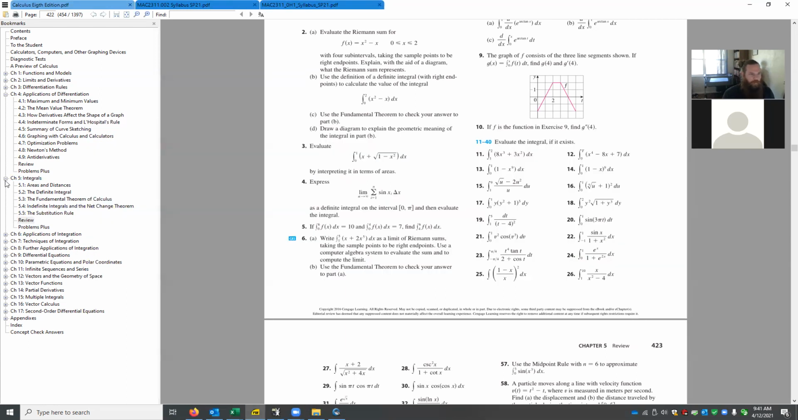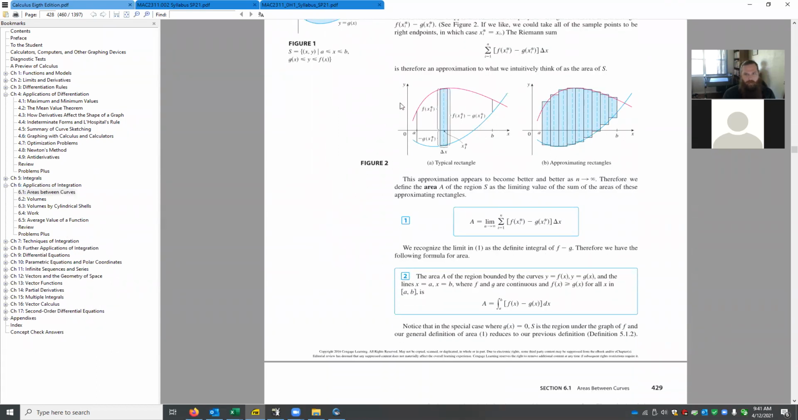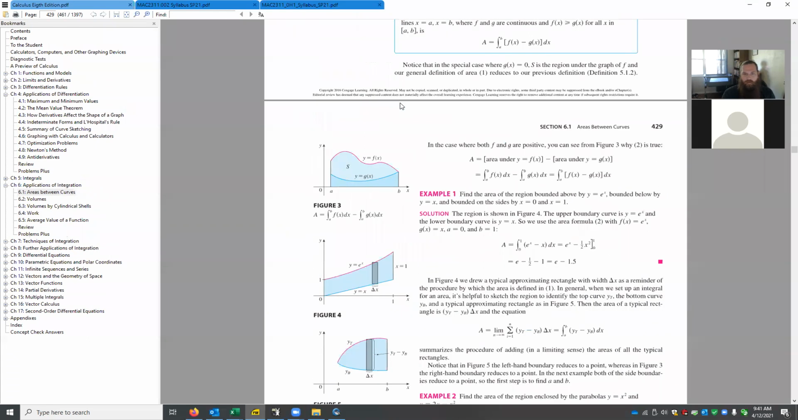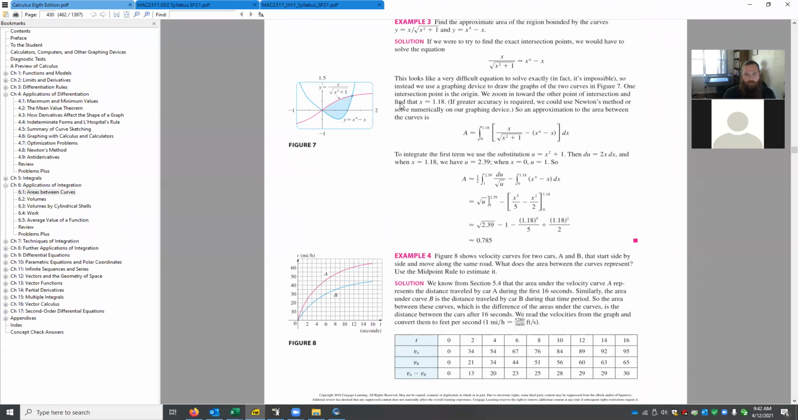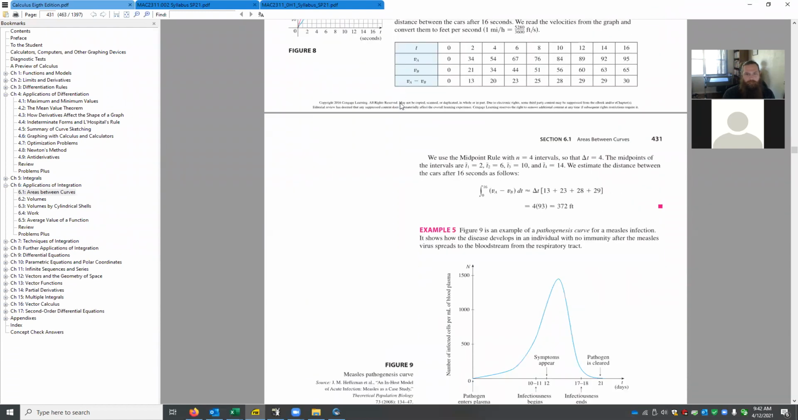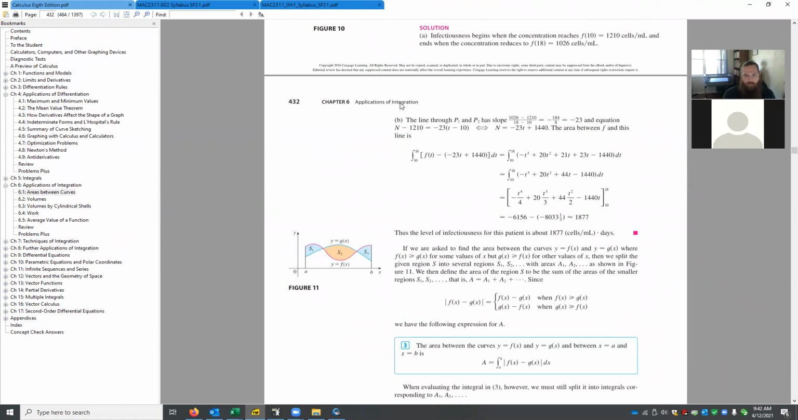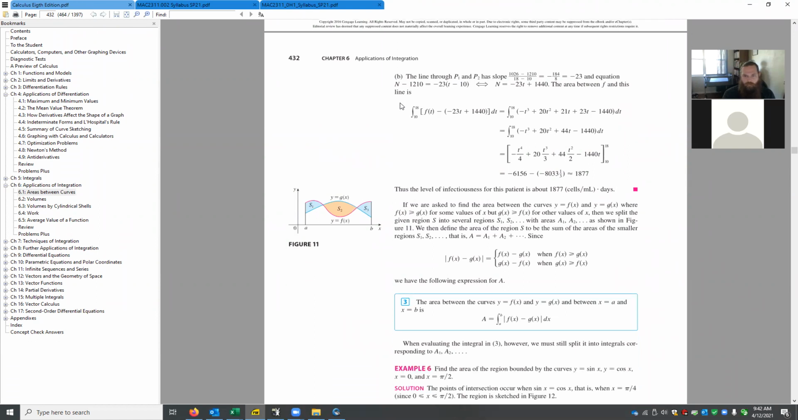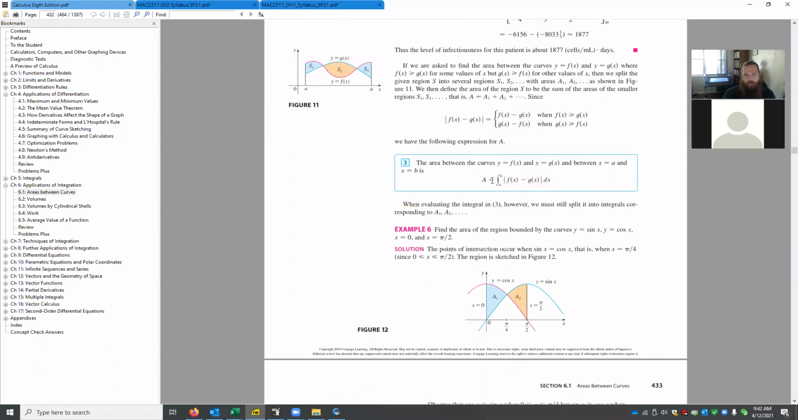Okay, so we were here not to do anything from chapter 5, but to look at some areas between curves problems. Here's the setup that we saw in class on Friday. And of course, the result is that you integrate the upper function minus the lower function. So let's look. Yeah. So here's the actual definition of the area between the curves. They say integrate the absolute value of f minus g.